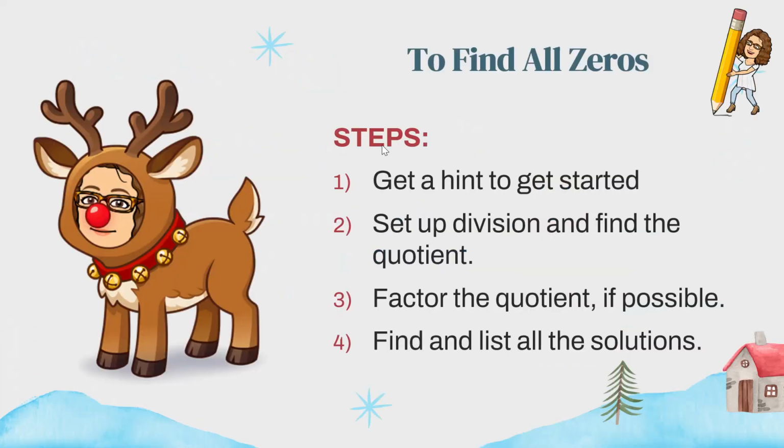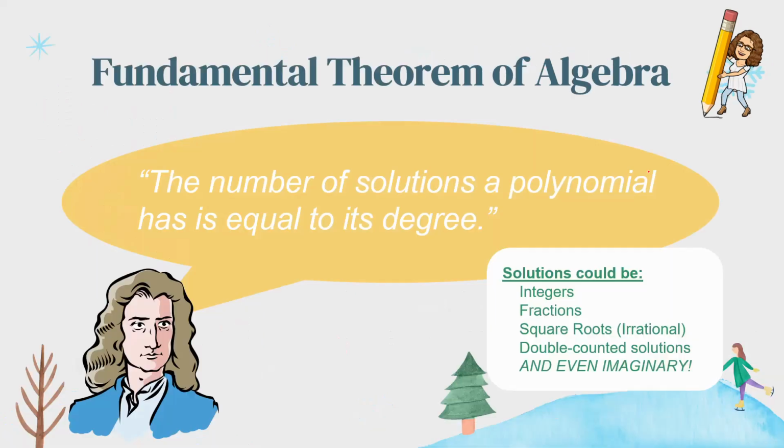So, steps to finding all of our zeros. First, we're going to get a hint to get started. And that is the main focus of today: how does one get, quote unquote, the hint? We set up division, we find the quotient, we factor the quotient if possible, and then we list all of our solutions that we've gotten. Same rules as last time. However, we're going to talk about how to get that hint.